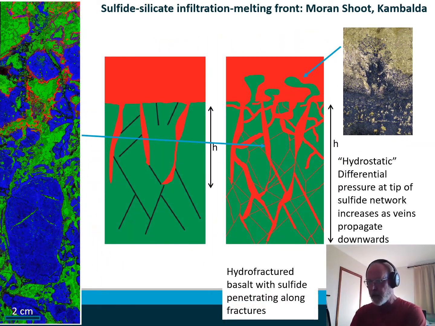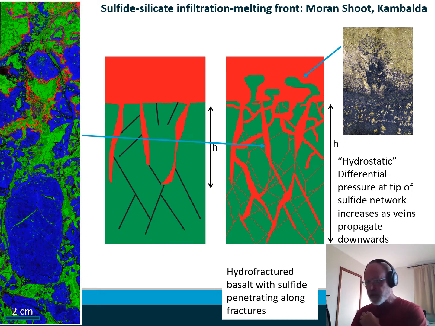This is another XRF scan of a piece of drill core showing that the sulfide is basically filling cracks in the underlying basalt. But right at the top of the basalt, the presence of the chromite there, which you can see in red, shows you where the basalt is melting. Where there's no chromite, the basalt's not melting. That's just basically sulfide filling fractures.